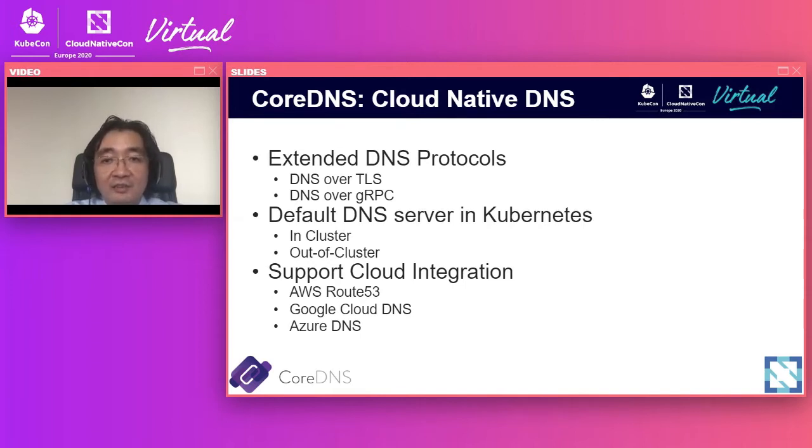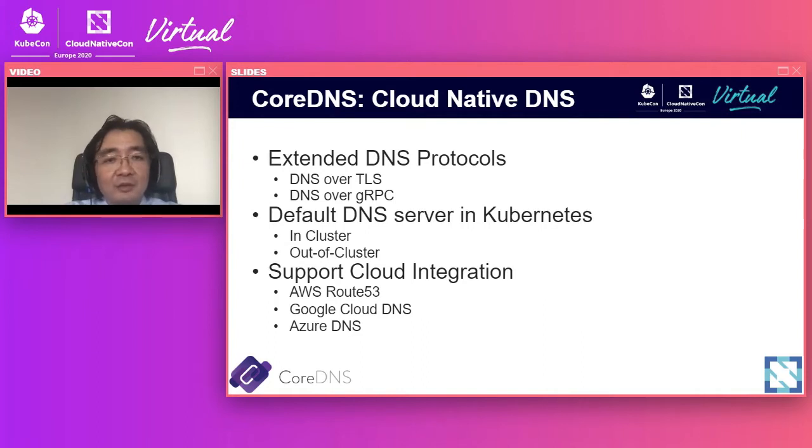In CoreDNS and Kubernetes, the default mode of deployment is the so-called in-cluster mode. In in-cluster mode, you have CoreDNS deployed as a Kubernetes service by itself, and all other services will depend on the CoreDNS service for service discovery.